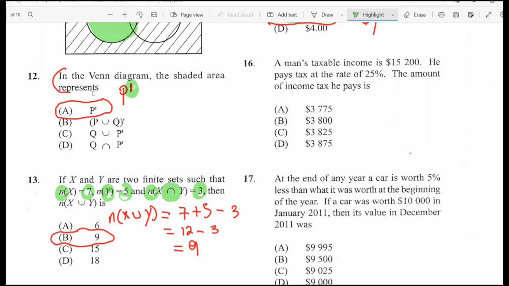Question 16, percentage tax. A man's taxable income is 15,200. He pays tax at the rate of 25%. The amount of income tax he pays is what? So he's paying tax at the rate of 25%.